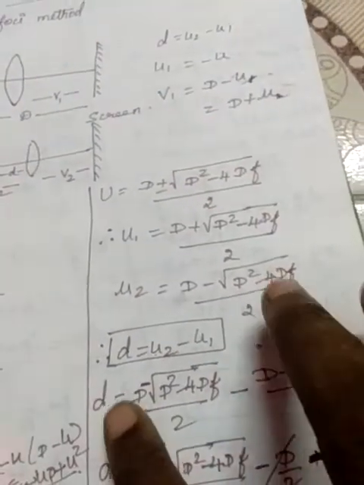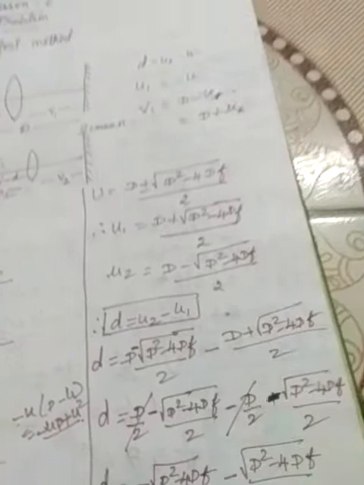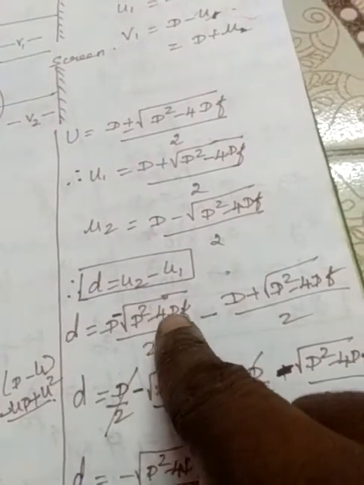So now I have the formula: small d, we have to formula d equal to u2 minus u1. They are asking for the distance of the focal length, small focal length, right? So now d equal to d minus root of d square minus 4 df by 2.